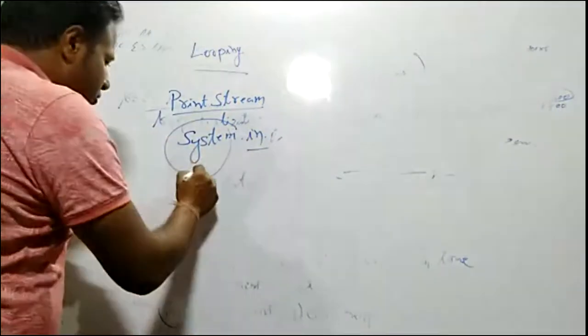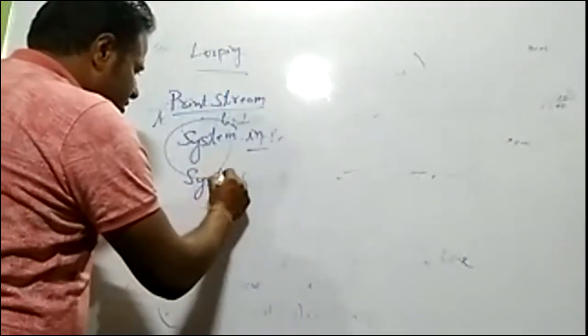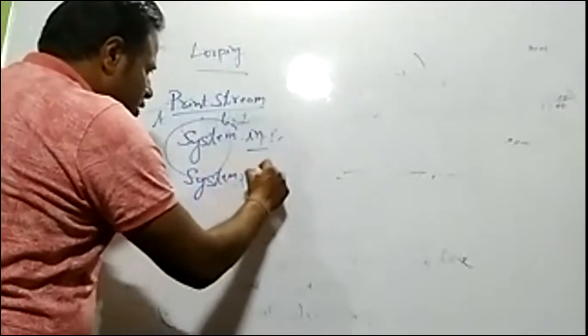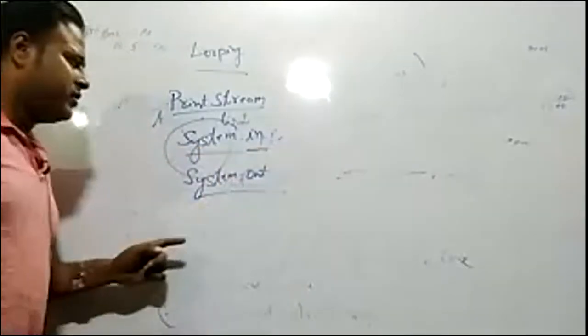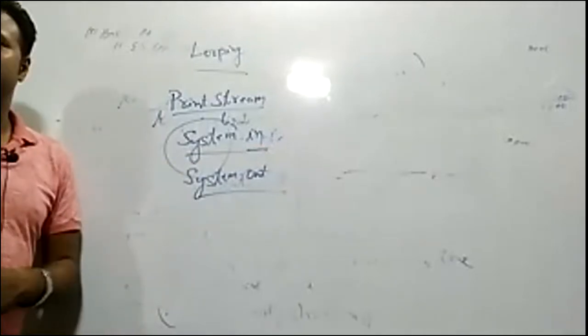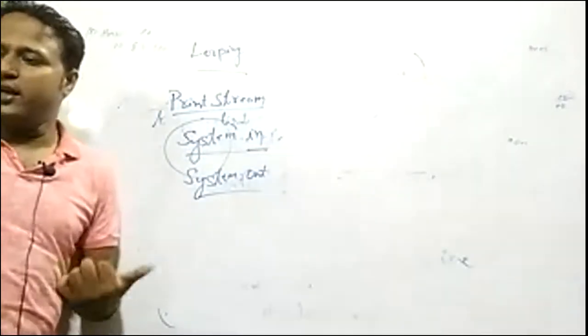Then we are using System.out, which is used for display. System.in is used for taking the keyboard input, and it belongs to your PrintStream class. The PrintStream class belongs to the util package, whatever, it belongs to the util package.